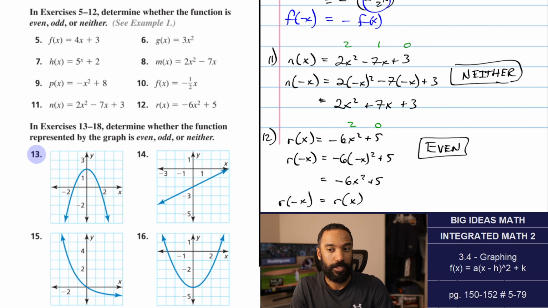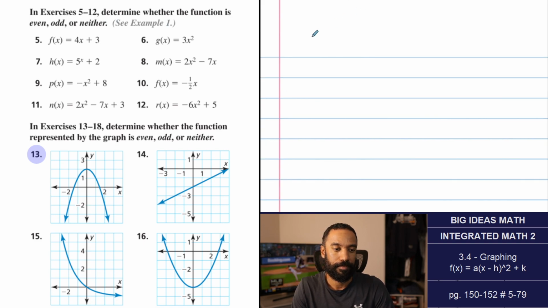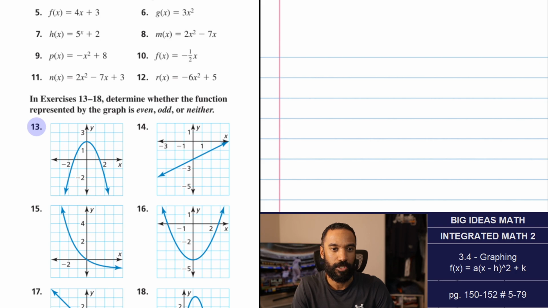Or they're not all polynomials. Remember, that's only for polynomials that I'm talking about. Not square roots and rationals and exponential and things like that.